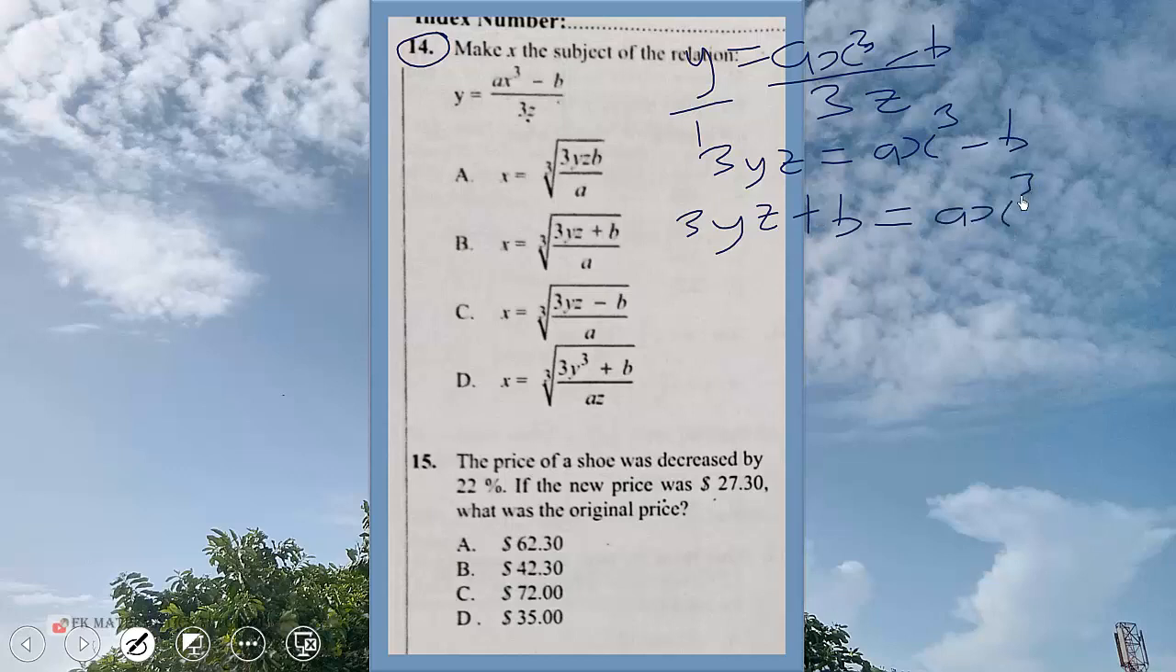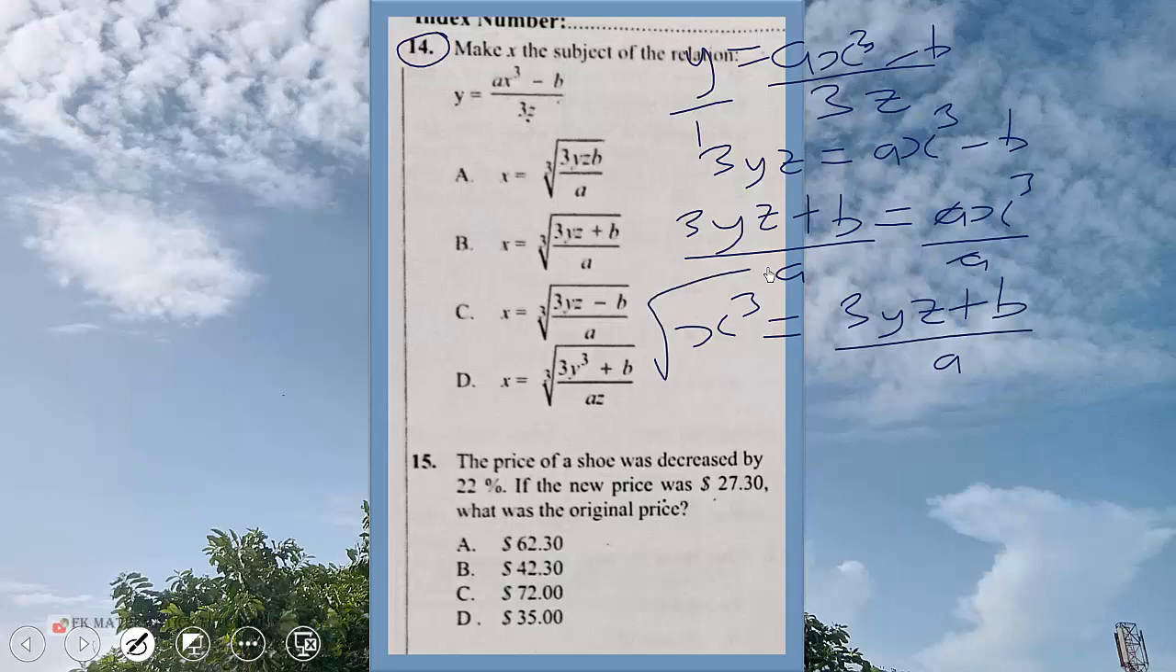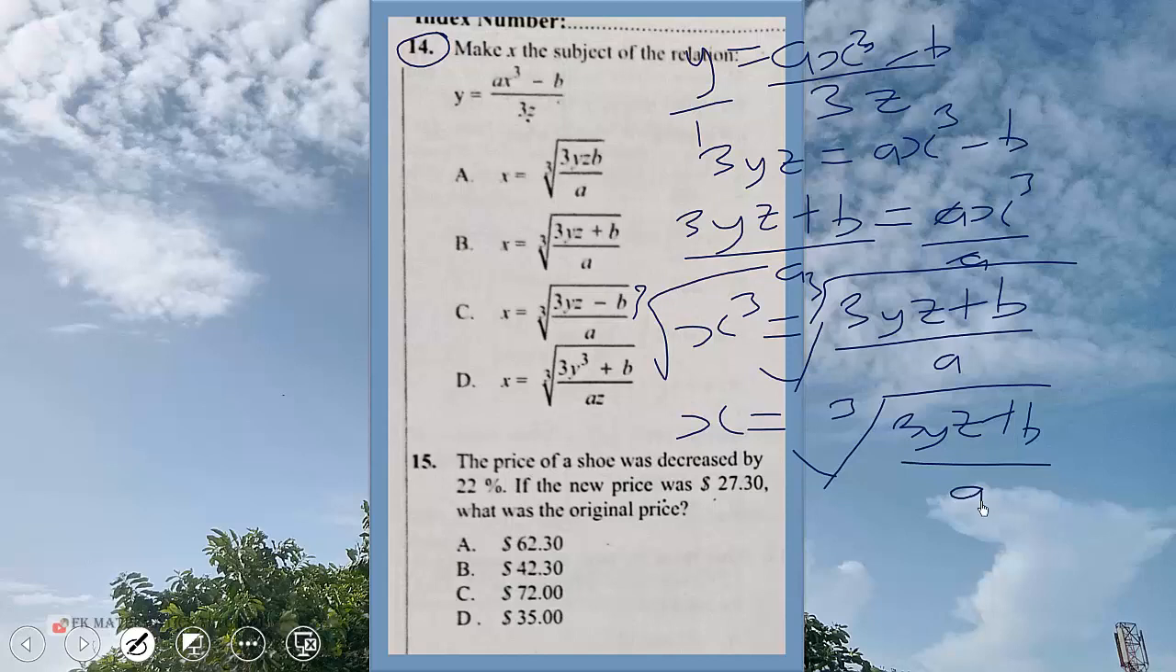Now we divide both sides by a to get x cubed is equal to 3yz plus b over a. So we take the cubic root of both sides, so we get x to be equal to cubic root of 3yz plus b over a, which is option B.